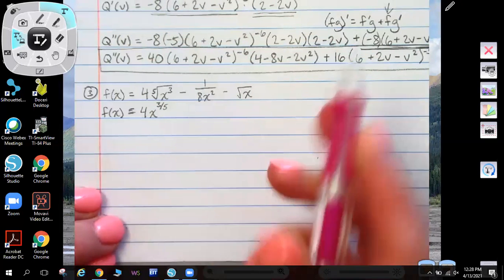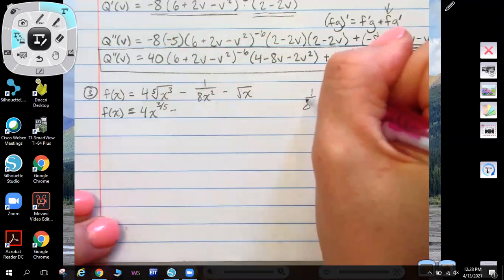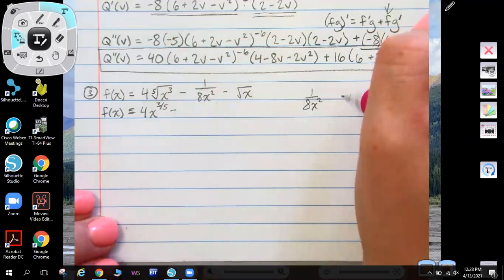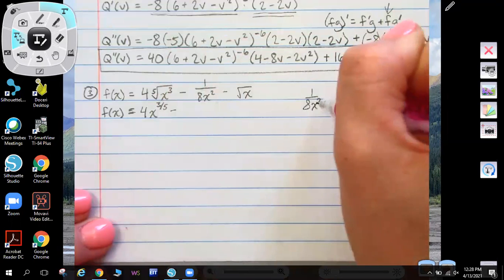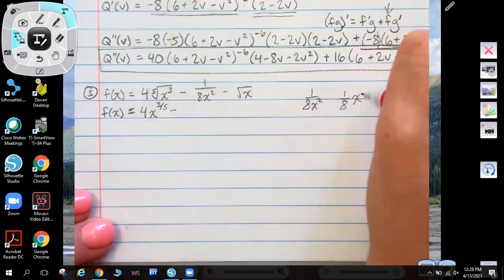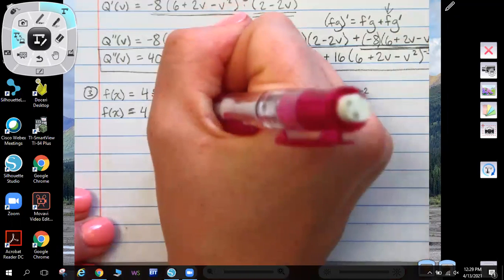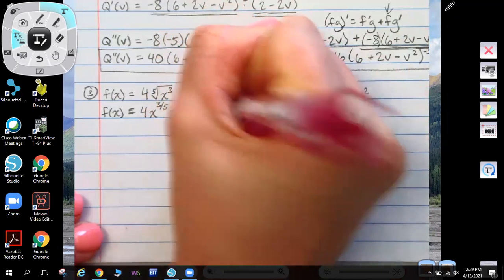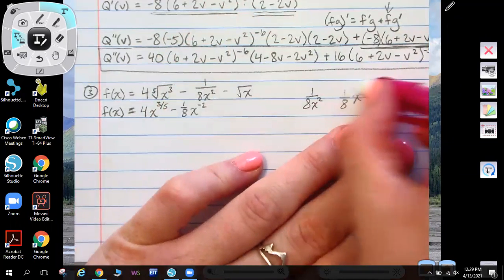Okay, minus 1 over 8x squared. We could write that as 1/8, move the x squared up, and then the exponent becomes negative. So it'll be 1/8 times x to the -2. I don't know why I did this scratch work. I thought it was going to be more complicated than that.